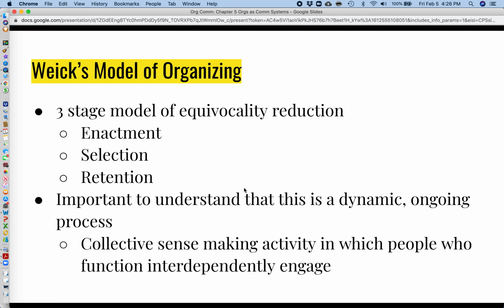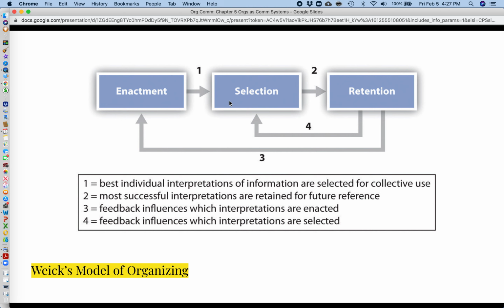So he's got a 3-stage model of what he calls equivocality reduction. So the way that we reduce multiple ways of thinking about a scenario. And so these 3 stages are enactment, which we already talked a little bit about, selection, and retention. And this is an ongoing process. It's continually happening all the time, right? It's a collective sense-making activity. So everyone's engaged in these 3 steps in which people who function interdependently engage. So if you're together in an organization where everybody relies on everybody else, according to Weick, we're constantly going through enactment, selection, and retention. So these are the 3 stages.